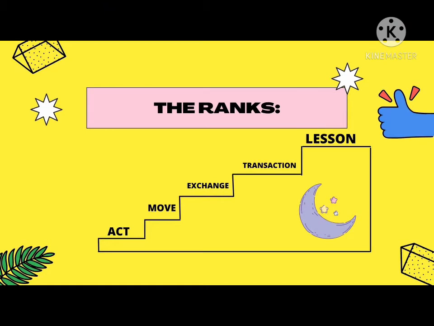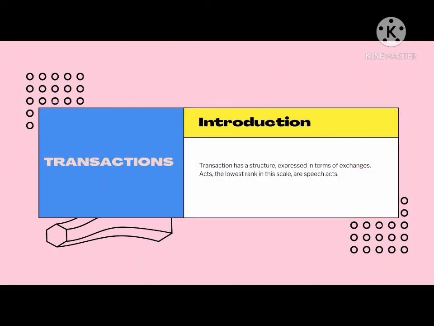These 5 ranks are lesson, transaction, exchange, move, and act, and they are related to one another in a consist-of relationship. The ranks are hierarchical in nature, with lesson being the largest unit and act being the smallest. Transaction is a structure expressed in terms of exchanges. Act, the lowest rank in this scale, are speech acts, also known as the whole experience.